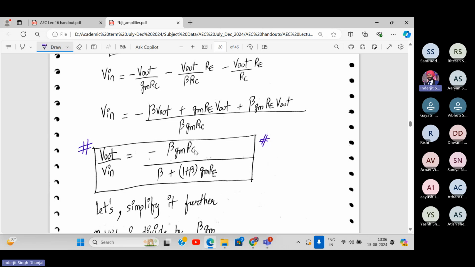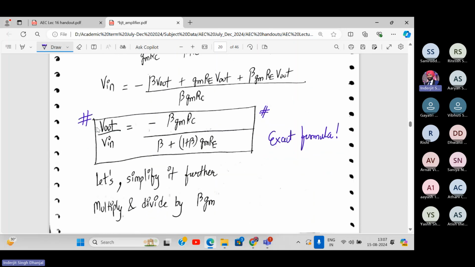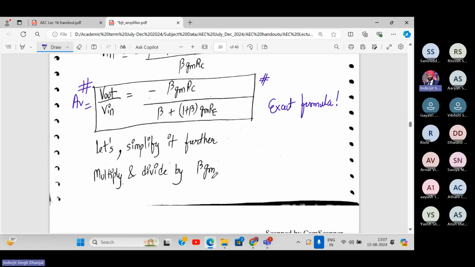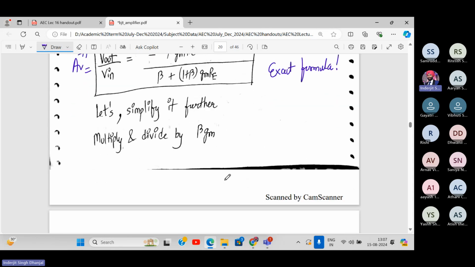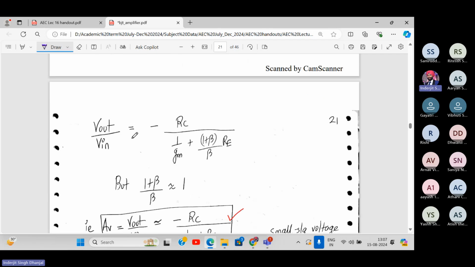Now this is the exact formula. You can go through the mathematics later. This is the exact formula of V out upon V in, the exact formula for the voltage gain AV. Okay, we'll simplify it further. We'll divide everything by beta gm. So what do we get? V out upon V in is minus RC upon 1 upon gm, divided by 1 upon gm plus 1 upon beta.